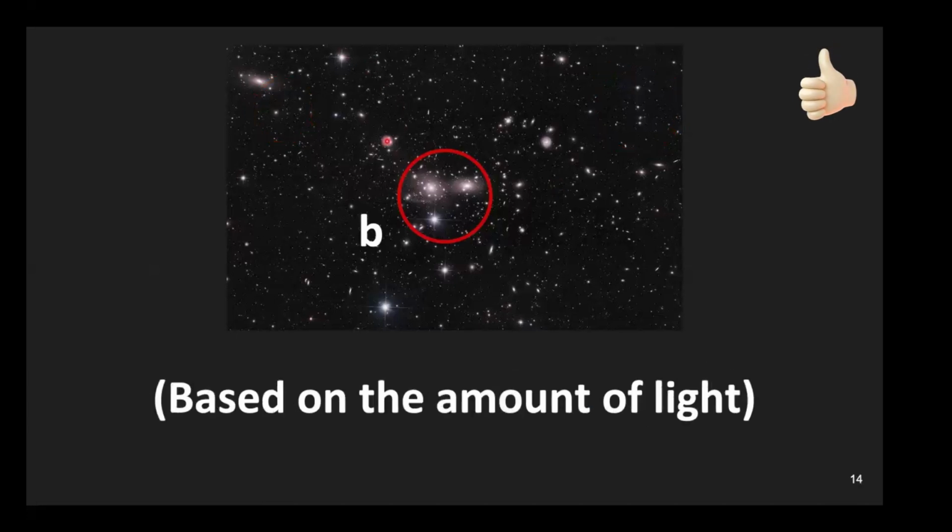Based on the amount of light, if you were to look at this, the circle B appears to be enclosing the majority of mass of this cluster of galaxies, right? Just because this has more light coming from it, right? Now, this is intuition-based, what most people would think, and it was what was thought by astronomers.